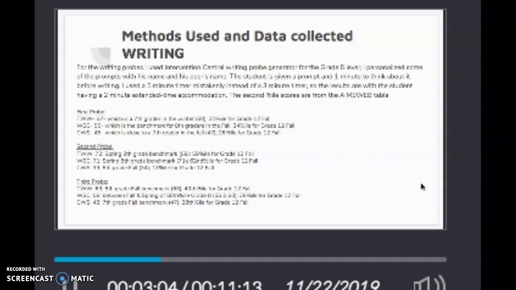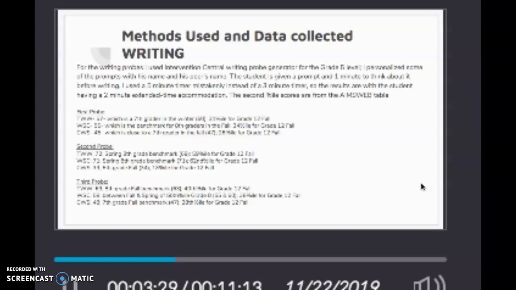For the writing data collection, I used writing probes that were generated using Intervention Central's writing probe generator. I personalized some of the prompts with the student's name and a friend's name to make it a little less hokey with him being a 12th grader.